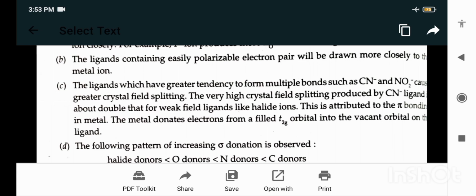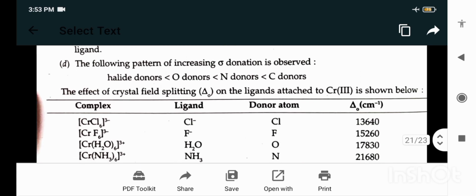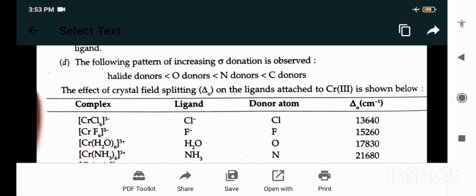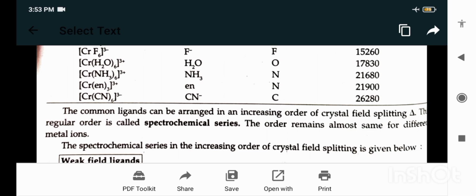The metal donates electrons from filled t2g orbitals into the vacant orbitals on the ligand. The following pattern of decreasing sigma donation is observed: C donors are greater than N, then O, and then the halide donors. The common ligands can be arranged in an increasing order of the crystal field splitting. This regular order is called the spectrochemical series. The order remains almost the same for different metal ions.